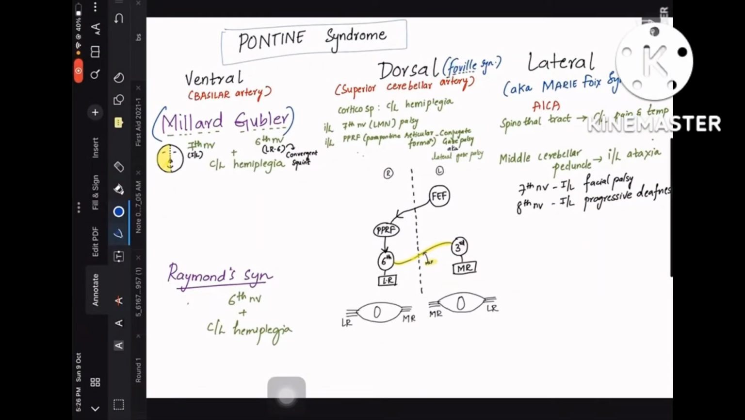Coming to the pontine syndromes, you have ventral pontine syndromes, dorsal and lateral pontine syndromes. In the ventral pontine syndromes, you have Millard-Gubler syndrome and Raymond syndrome. In the dorsal one, you have only one syndrome, that is Foville syndrome, and in the lateral, you have Marie-Foix syndrome. So usually we learn about Millard-Gubler syndrome and Foville syndrome, but there are 2 other syndromes that you need to know. One is Raymond syndrome and the other is Marie-Foix syndrome.